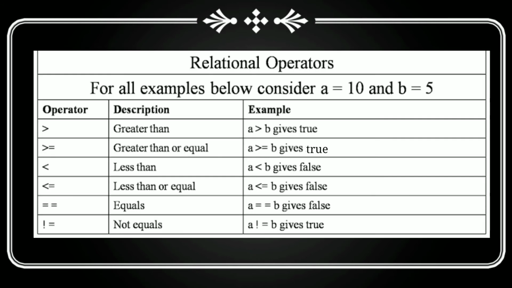Relational operators are used for comparisons. For all the examples below, consider a equal to 10 and b equal to 5. Is 10 greater than 5? True. Is 10 greater than or equal to 5? True. Is 10 smaller than 5? False. Is 10 smaller than or equal to 5? Again false. Is 10 equal to 5? False. Is 10 not equal to 5? Yes, it's true.